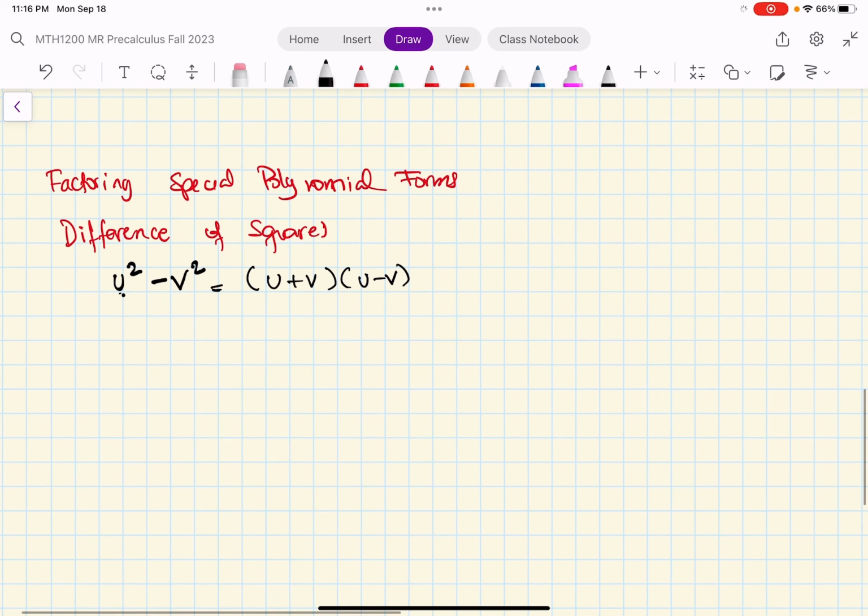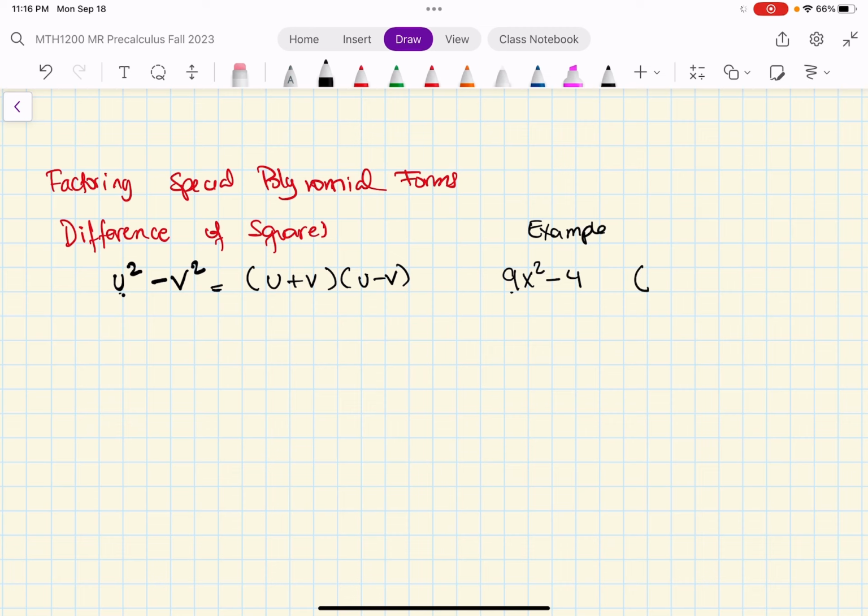Okay, so how do you do this? Let me do a quick example. The way that you would do this, so let's say you have 9x squared minus 4. You want to say, is this a perfect square? How could I rewrite this as a perfect square? 9 is a perfect square, x squared is a perfect square, and 4 is a perfect square.